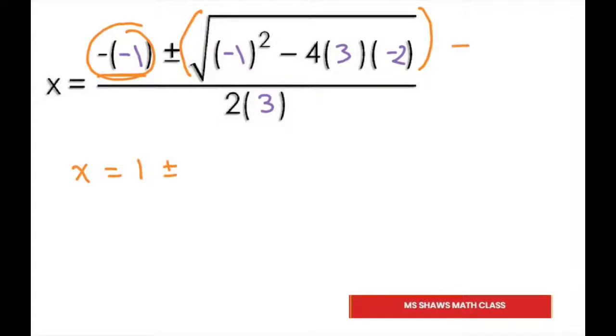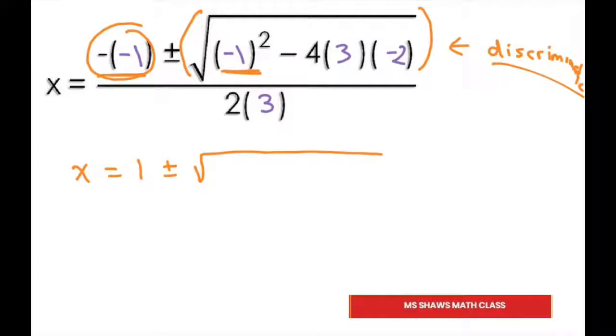This part here is called the discriminant. Kind of tells you what kind of solutions you have. I don't know how to spell discriminant, but it's called the discriminant. So let's just take care of this part. So go ahead and put the square root here. And you take care of this. Negative 1 squared is negative 1 times negative 1. Two negatives make a positive, so that's just going to be 1. Alright? And always use parentheses.